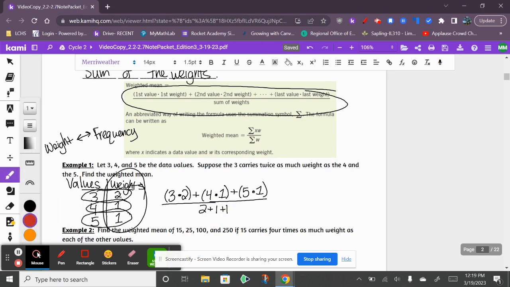Okay, we're going to multiply within the parentheses first. So 3 times 2, we would get 6. 4 times 1 would be 4. 5 times 1 would be 5. So when we get the top, we have 6 plus 4 plus 5. The bottom, if we add up the bottom, we get 4. So this would be 15 over 4, and we're just going to divide. So we get 3.75.